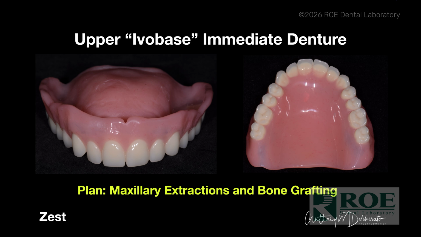Here's our upper immediate denture, also processed in IVO base. When we seat this denture, we're going to be relieving the inside of that prosthetic where the areas of the bone grafting are, so we're not putting pressure on that bone grafting.